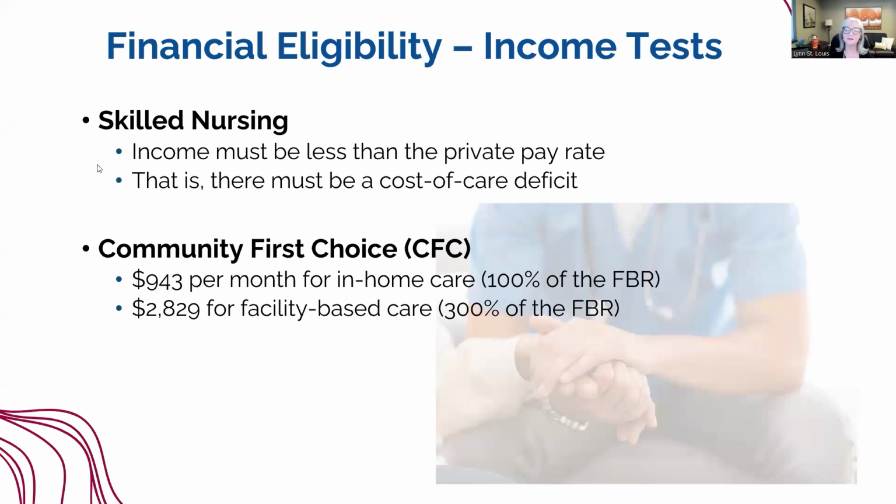Financial eligibility, two parts of that. There's an income test and there is a resource test. So financial, there's two pieces that you need to take a look at. So let's start with the income test for financial eligibility. For skilled nursing, basically the rule is that your income has to be less than the cost of care in the facility. So if it costs $12,000 or $14,000, if your income, you're the person going into the facility, is less than that, then you meet the income test. Usually that's not a big hurdle.